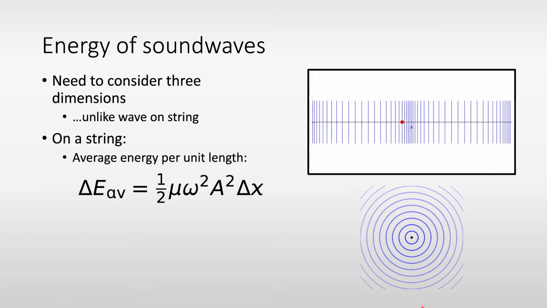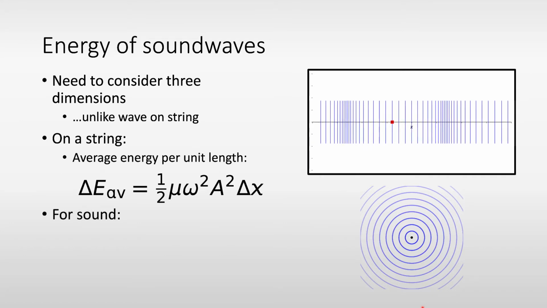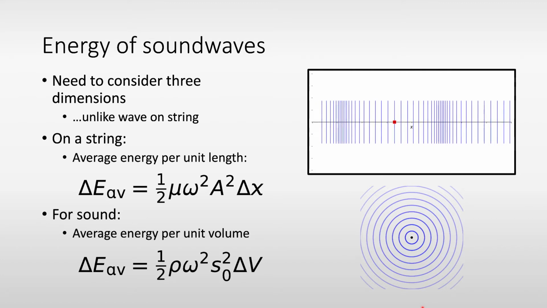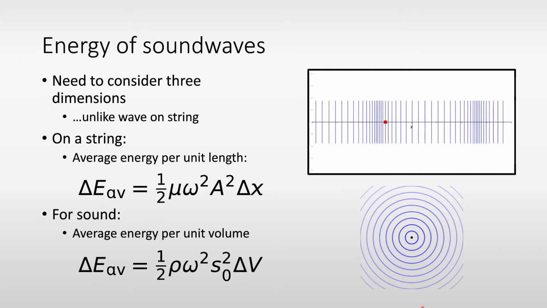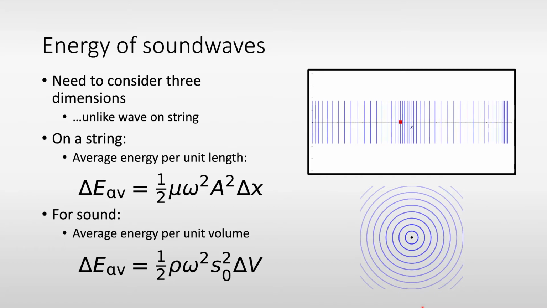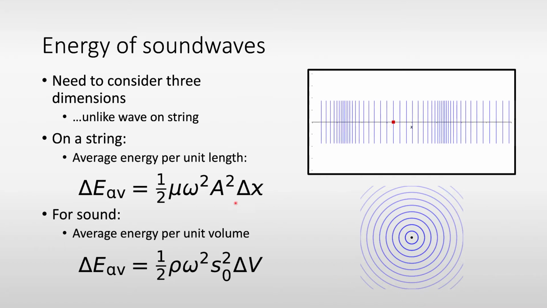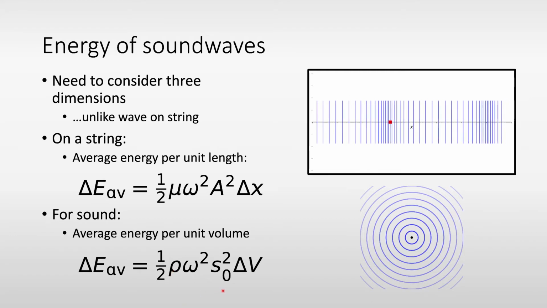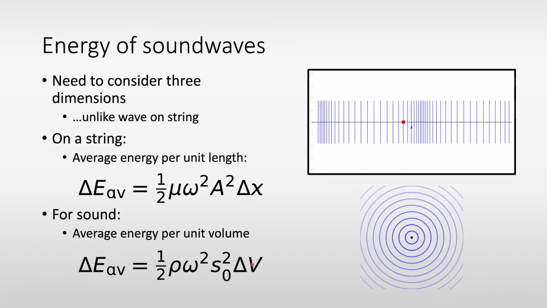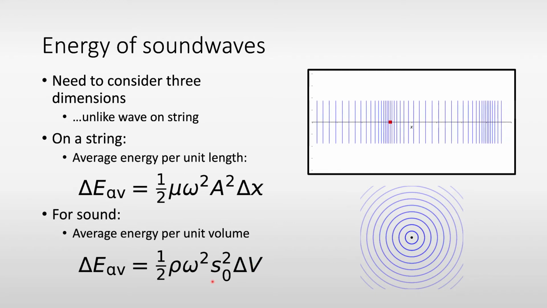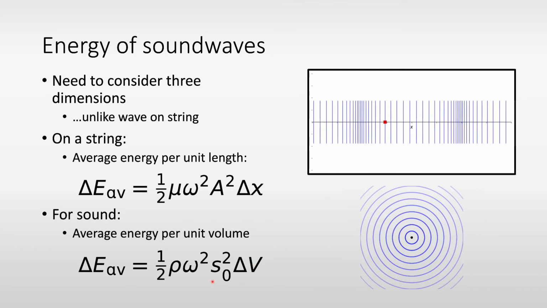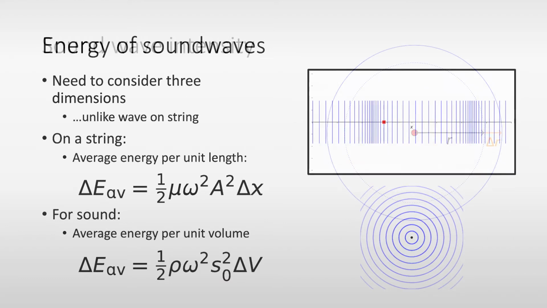For sound, we have a change in terms of the average energy per unit volume. So we're no longer looking at a single dimension, we're looking at all 3 in a volume. But we see there are parallels between the 2 equations. Instead of a linear mass density, we have a 3-dimensional physical density. And instead of delta x, we have a change in volume, and we have S0 representing our amplitude. So the equations are broadly similar, we've just changed them for the 3-dimensional counterparts.